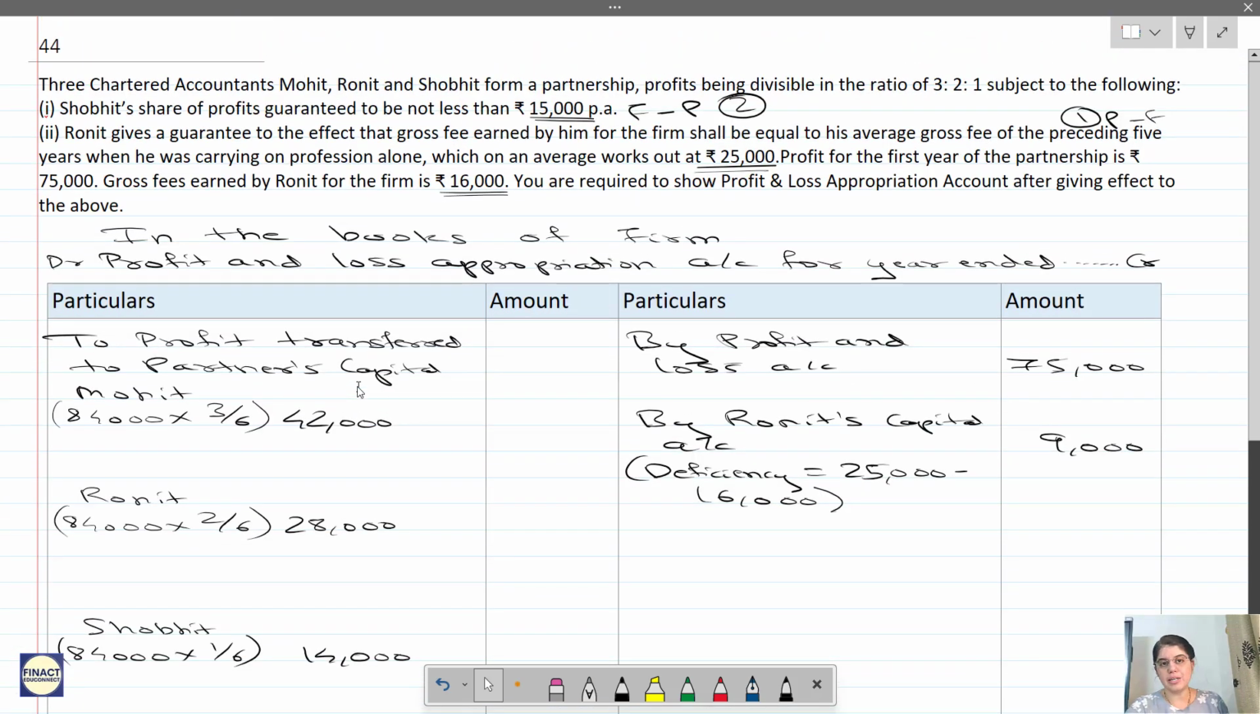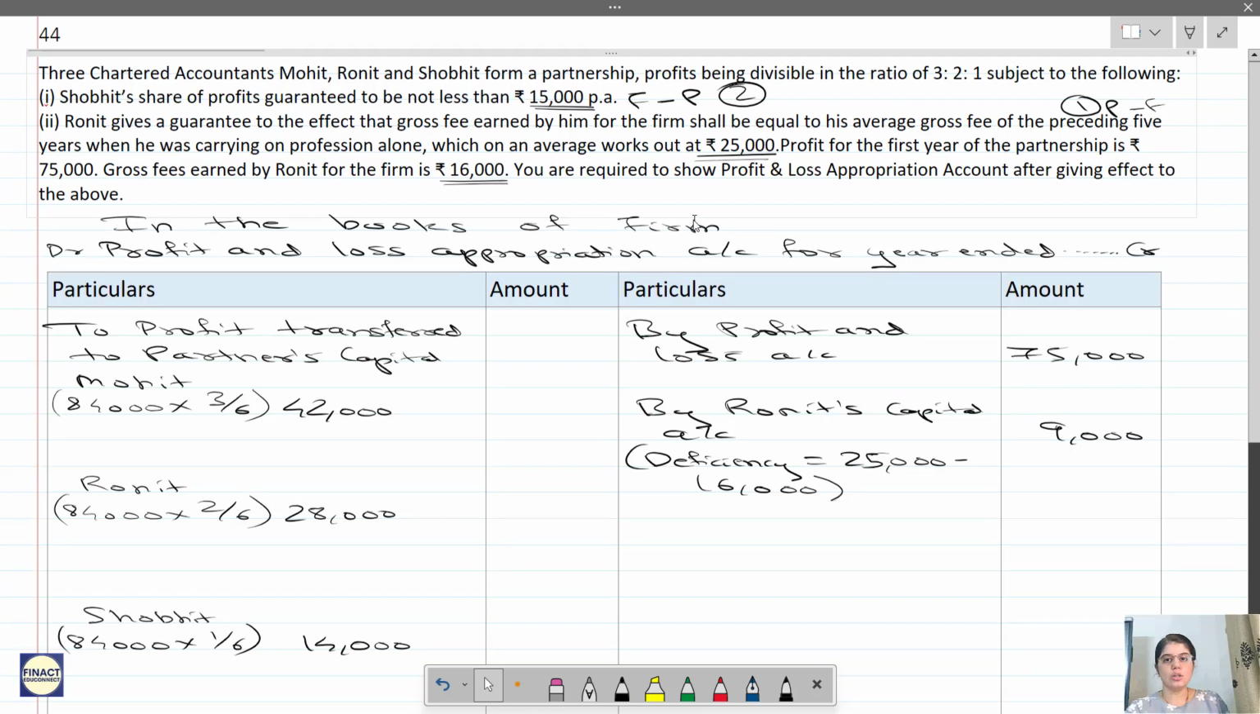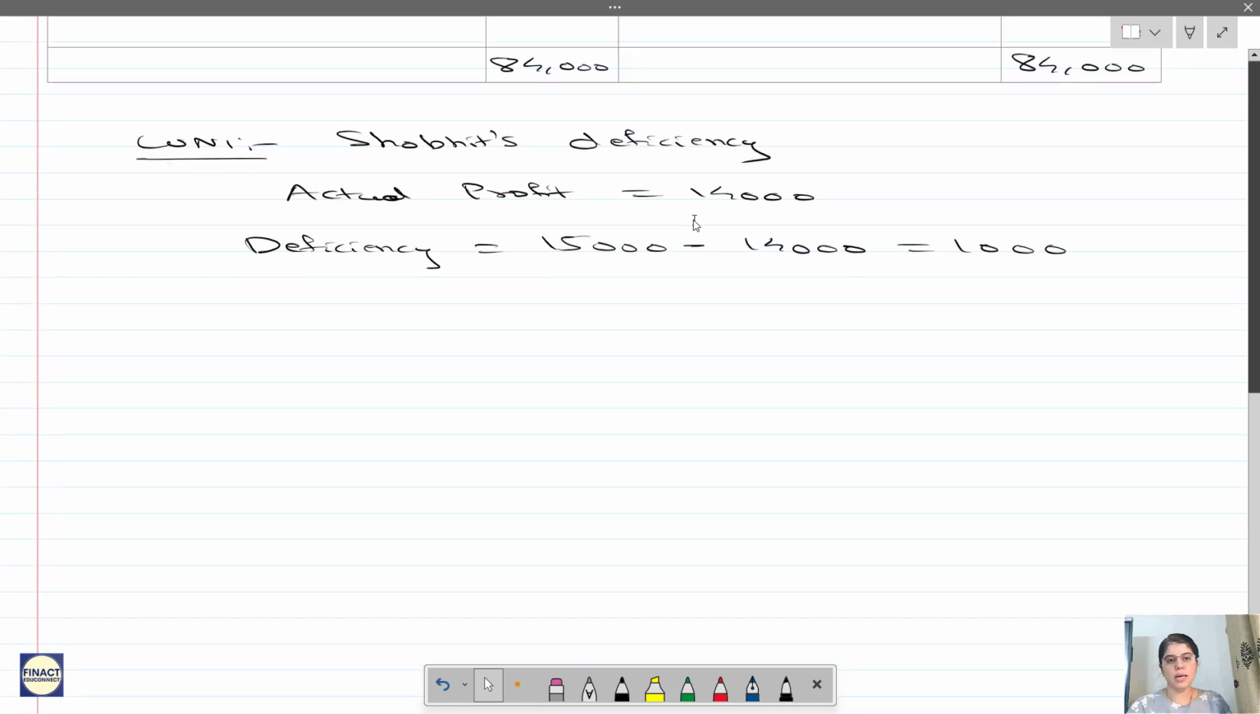There is no agreed ratio which is given, right? So who has to bear this? There are three partners, Mohit, Ronit and Shobit. So it's Shobit's deficiency. So who are the remaining partners? Mohit and Ronit. So since agreed ratio is not given, they will share this in their profit sharing ratio, that is 3:2 between Mohit and Ronit. So this deficiency will be borne by them in that ratio.